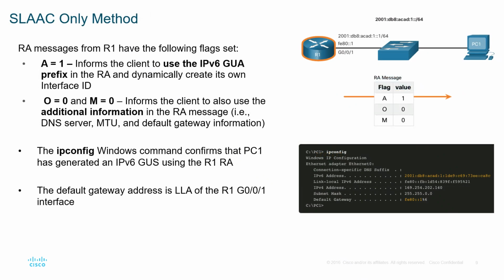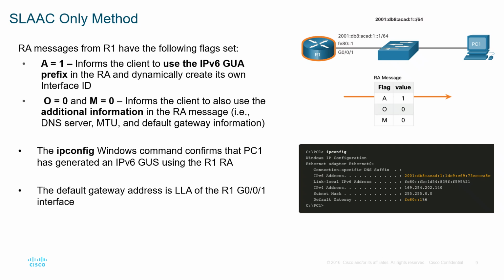Now, RA messages from R1 have the following flags set. A is set to 1. This is going to inform the client to use the IPv6 GUA prefix in the RA and then dynamically create its own interface ID. The O and the M are both set to 0, which informs the client to also use the additional information in the RA message, such as DNS server, MTU, and default gateway information.